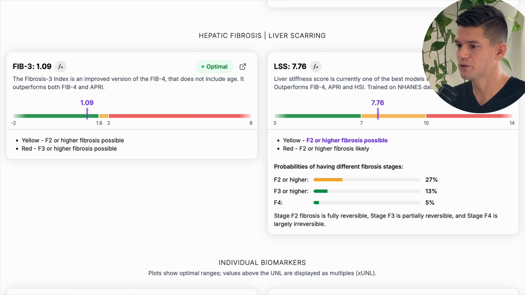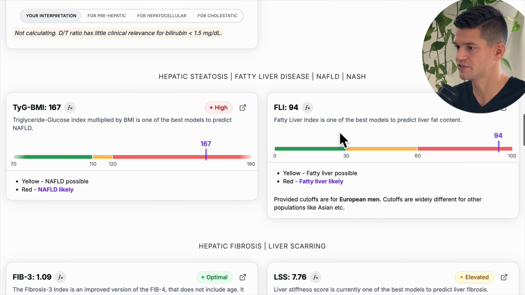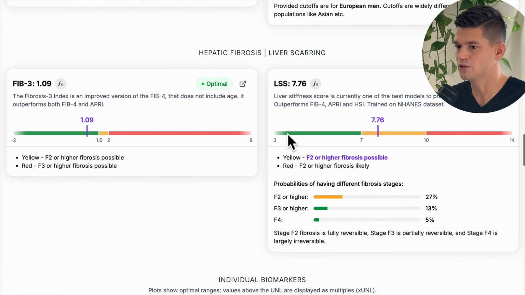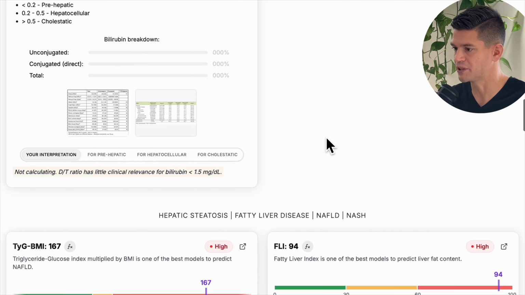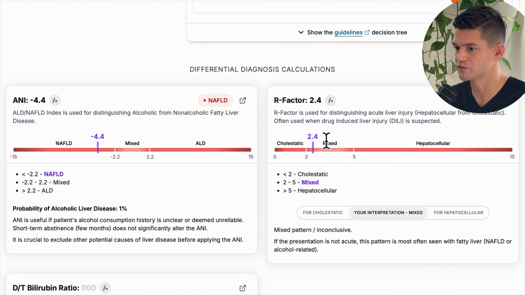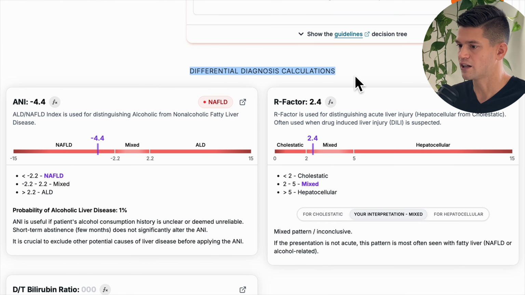So, now we know that this patient has a high likelihood of steatosis and a low likelihood of fibrosis. Based on these findings, the interpreter automatically runs additional differential diagnostic calculations. These calculations are only run when the results are clinically meaningful. So each calculation has its own trigger for when it should run and when it shouldn't. That's why only these 2 differential diagnostic calculations were run.